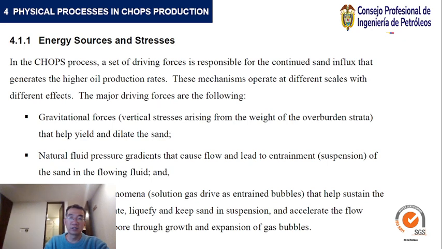Gravitational forces that help yield and dilate the sand; natural fluid pressure gradients that cause flow and lead to entrainment of the sand in the flowing fluid; and foamy oil flow phenomena that help sustain the pressure and the flow rate, liquefy and keep sand in suspension, and accelerate the flow velocity to the wellbore through growth and expansion of gas bubbles.